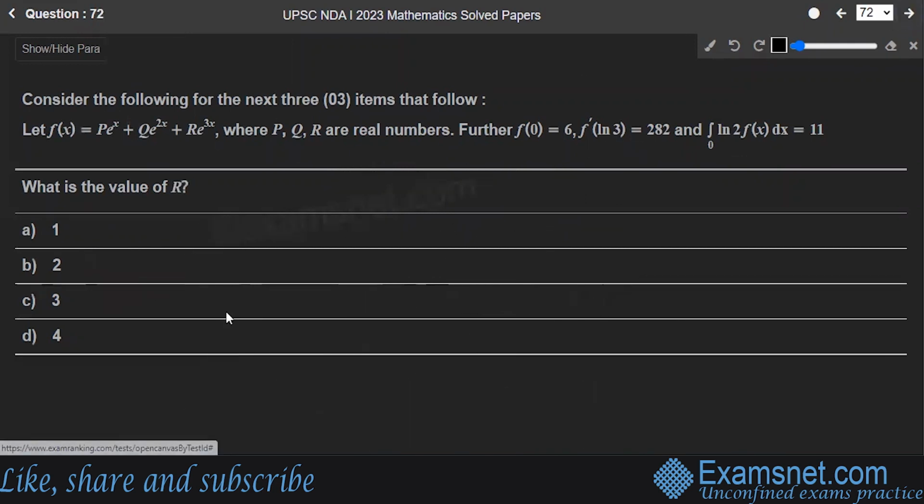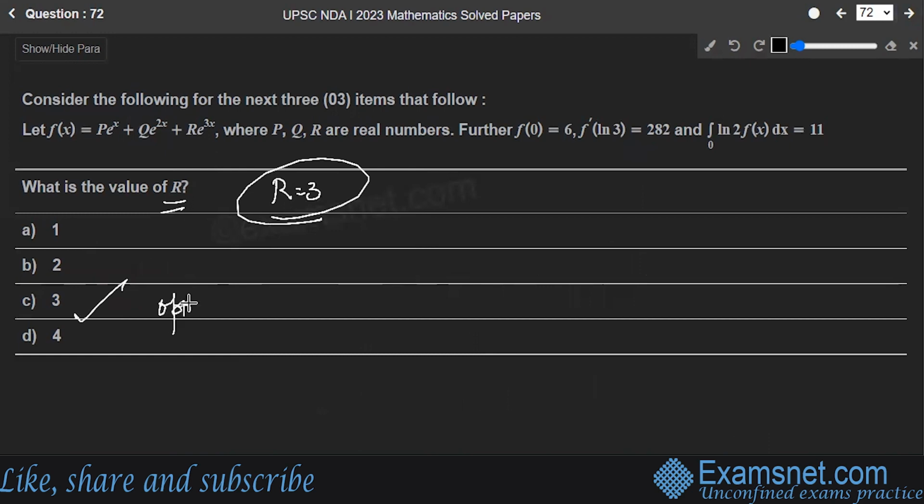Hope you understood. Next is question number 72. What is the value of r? In the last question, we solved and the r value came out to be 3. So this is 3. Option C. The next one, question number 73.